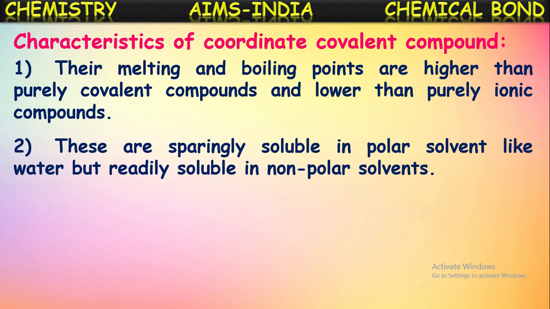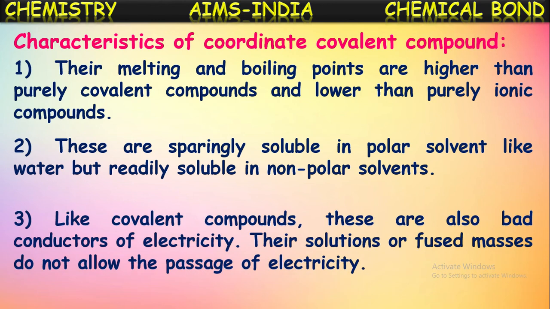These coordinate compounds are non-polar in nature. They are not soluble or sparingly soluble. Sparingly soluble means they are less soluble in water and polar solvents like water. But they are readily soluble in non-polar solvents. Non-polar solvents means the compounds which have non-polar covalent bonds, where the shared pair of electrons are shared equally between the two atoms. Such kinds of solvents are called non-polar solvents. These coordinate compounds are fairly soluble in non-polar solvents.